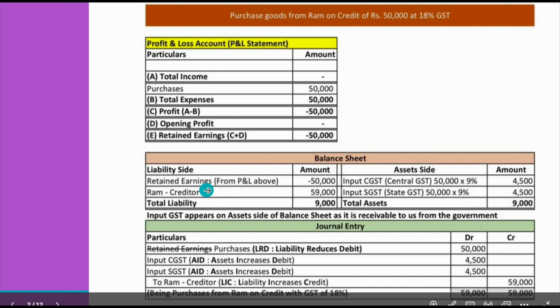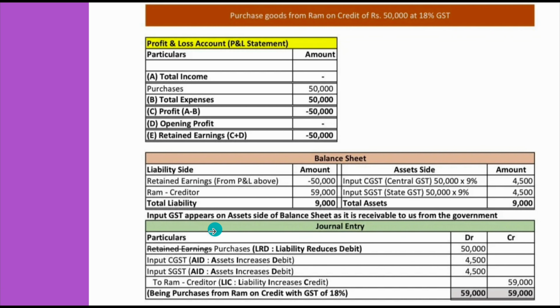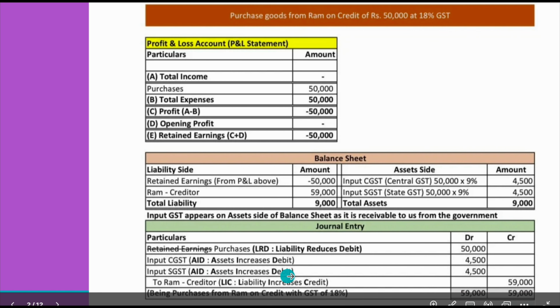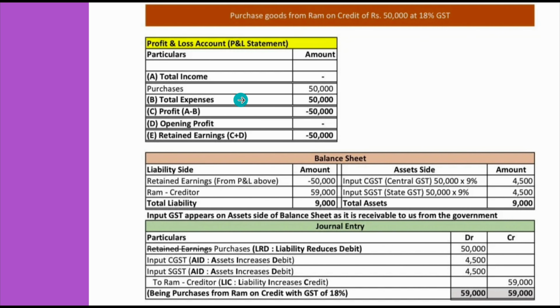Now RAM creditor appearing on the balance sheet liability side is increasing by rupees 59,000. So the rule is LIC, that is liability increases credit rupees 59,000. So the total of the debit side is 59,000 and the total of the credit side is also 59,000, and we have passed the necessary journal entry related to being purchases from RAM on credit with GST of 18%. Thus we have passed the necessary journal entry.